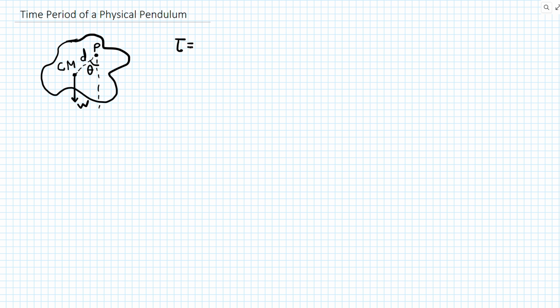So torque equals, the restoring torque is going to be D cross W. And D cross W, we can find it because we know this angle theta can also be put here. This one's also going to be theta. So the restoring torque is going to be negative dmg sine theta. And the reason it's going to be negative is because it's a restoring torque.